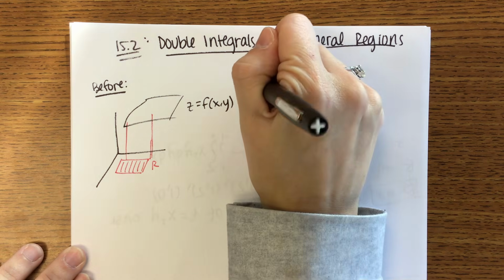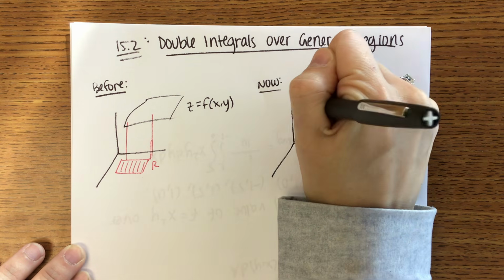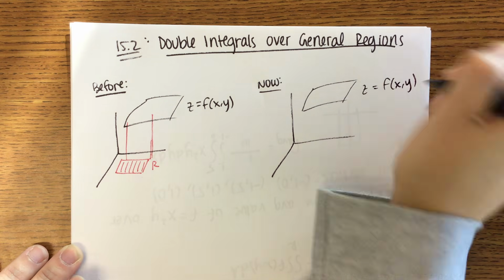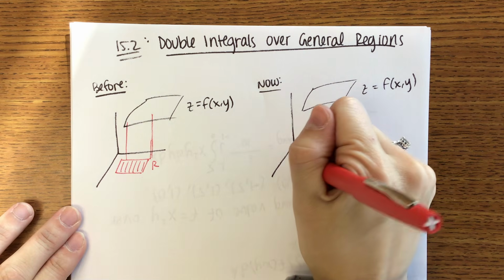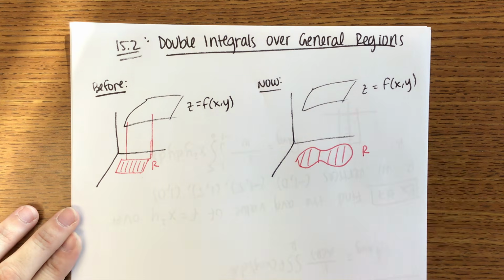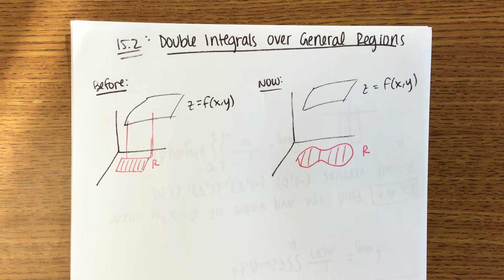Okay, here's what we are doing today. It's still the volume problem. We still have some surface z, which is a function of x and y. Here's the difference, which makes things much tougher. R is no longer a rectangle. R is going to be some different figure. And then it's the same general idea. You're going to map R up onto your surface, and then you're going to calculate the volume between your surface and R. But as soon as R is not a rectangle, things get much trickier.